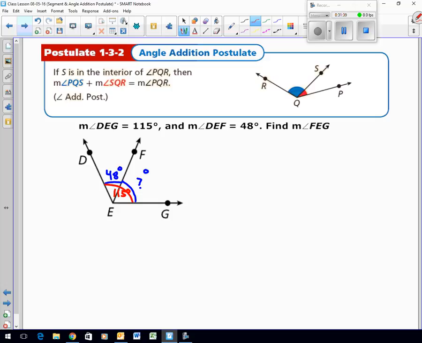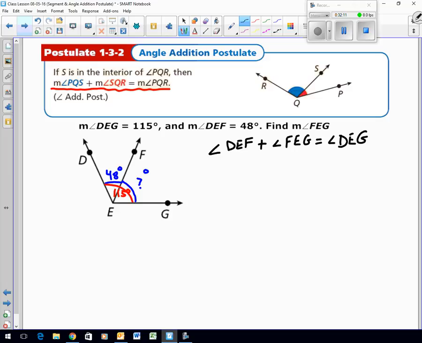See how they put this as an equation? You're going to do the same thing. The big equation is going to be the following. The measure of angle DEF plus the measure of angle FEG will equal the measure of the big angle DEG. After a day of working this, you'll just be putting numbers here.